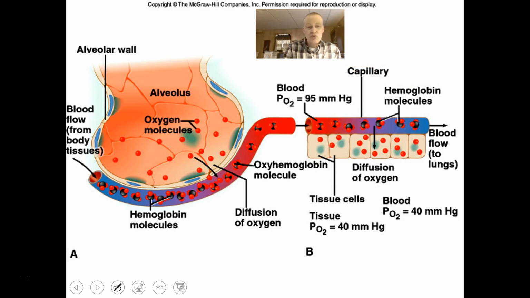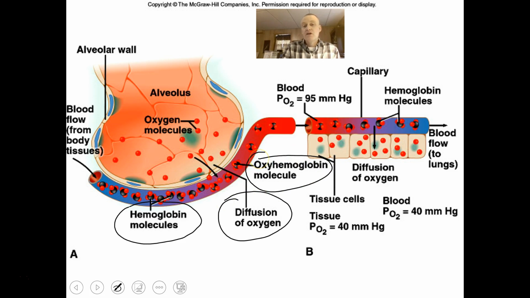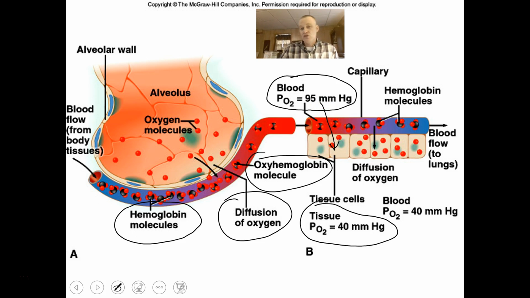And so this is showing you that the hemoglobin molecules in the capillaries coming by the alveolus are picking up oxygen. So you can see oxygen is diffused into those molecules. So now we have oxyhemoglobin. So the partial pressure of oxygen leaving the lungs is 95 millimeters of mercury. But when we get to the tissues, tissue partial pressure of oxygen is 40 millimeters of mercury. So you could assume that the oxygen is going to move from an area of high partial pressure to an area of low partial pressure to the tissues of the body.